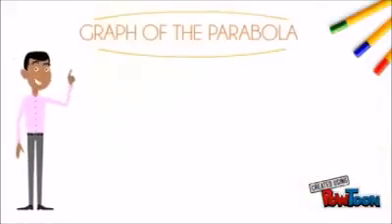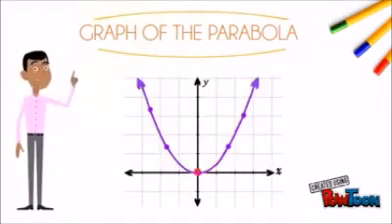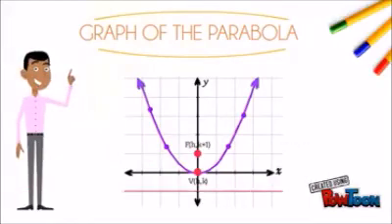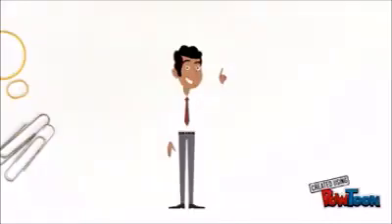Let's proceed to the graph of the parabola. This parabola is facing upwards. The vertex is found at point H and K, and the focus is at point H and K plus P. The directrix is at y equals k minus p. This is the latus rectum. The latus rectum is equal to 4p. The axis of symmetry can be found at x is equal to h.